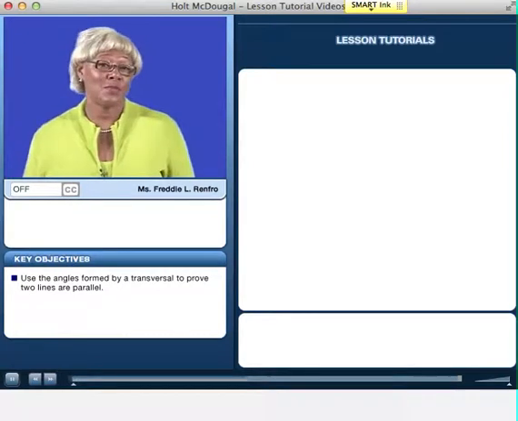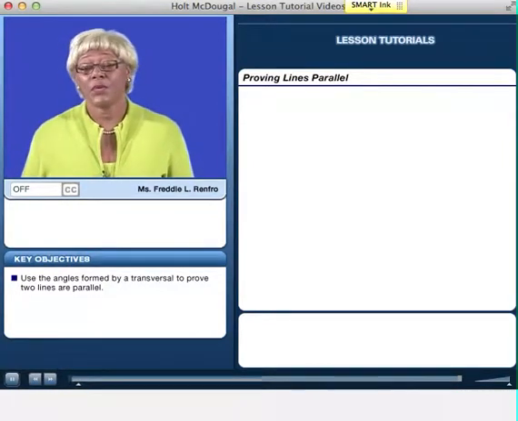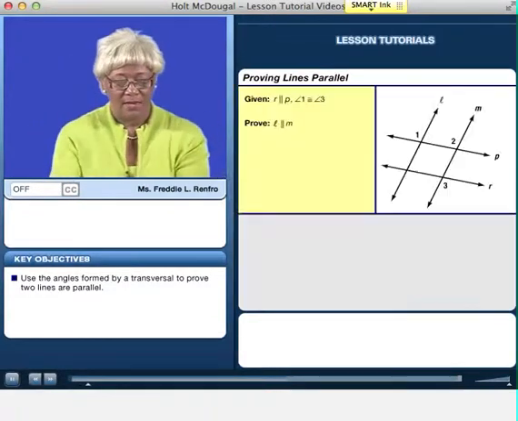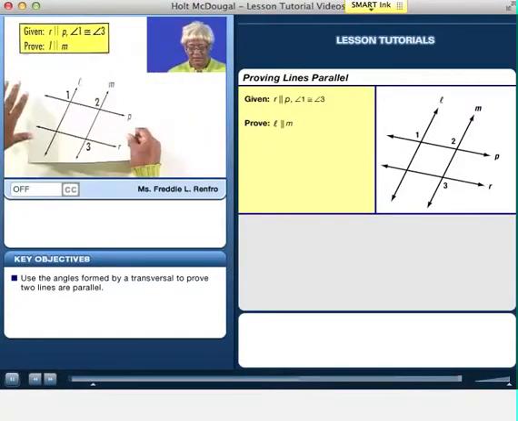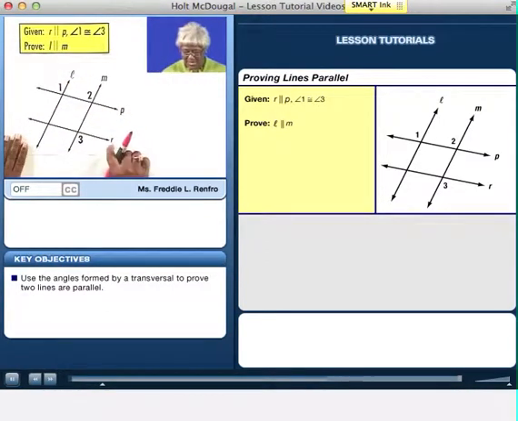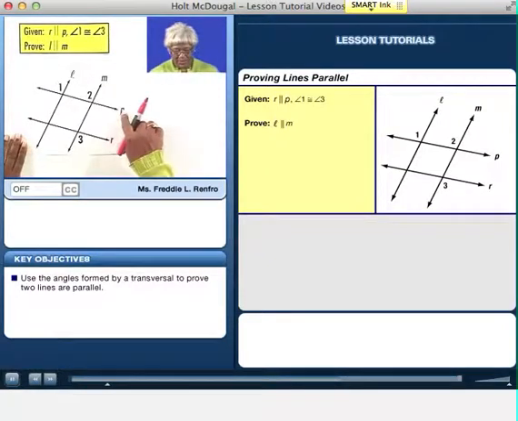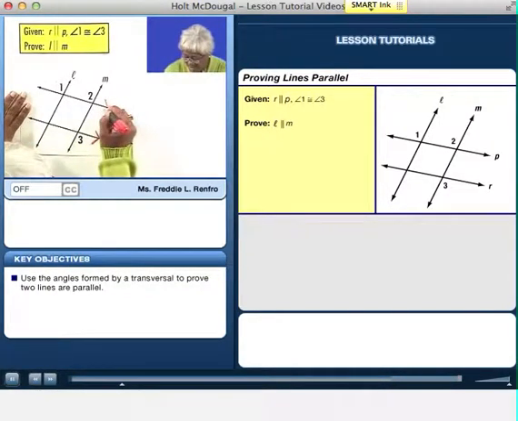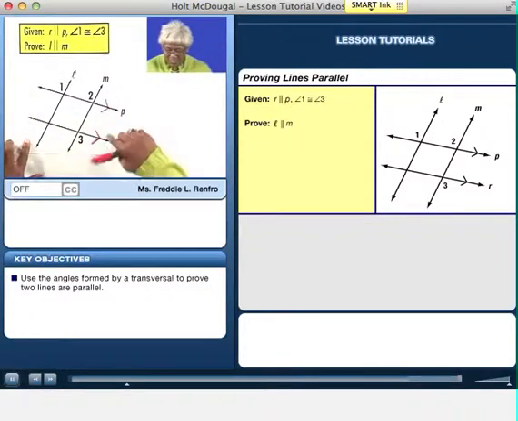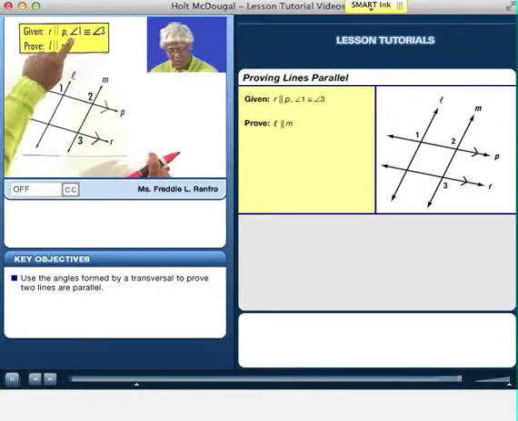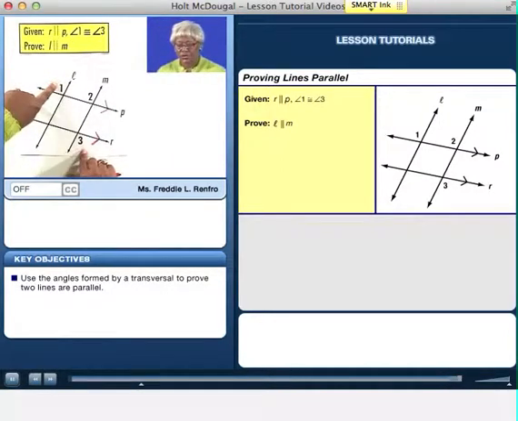Let's take a look at proving some more lines parallel, but this time we're going to do it using a two-column proof. This is what we're given. We're given that line R is parallel to line P. So I'm going to go ahead and indicate the arrow showing which lines are parallel. These two lines are parallel. We're also given that angle 1 is congruent to angle 3.